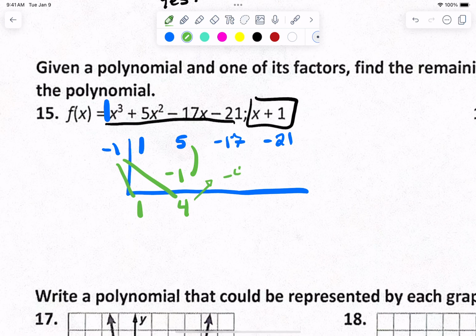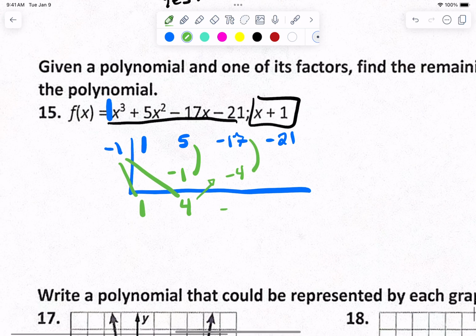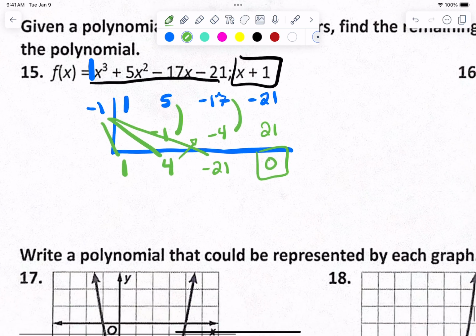That makes -4. 17, -17 and -4 is -21. If I multiply by -1, that's a positive 21. And I got 0. I should have gotten 0 though, right? Because he's a factor and he goes in there perfectly. So I should have gotten 0 as a remainder.